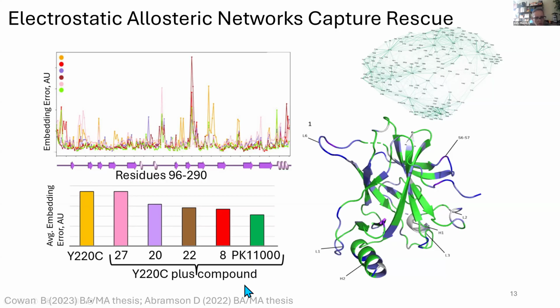What we get is that Y220C is the most different from the reference state of the wild type, whereas PK11,000 is the most similar. That is, it's almost rescued according to the signal. And so we have also rank ordered these compounds that we also tested. So we have these 4 new compounds for which we computed the simulations, as I had mentioned. Here's a network that we use to do this, and this is the information structurally mapped onto the P53.